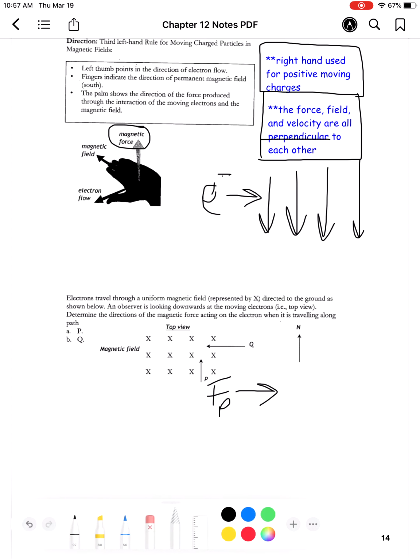So then the force on Q goes up, right? Because that's the direction of your palm, or north in this case. So the force on Q is north, and the force on P is east. All right, so that's kind of the third hand rule and how we use it.